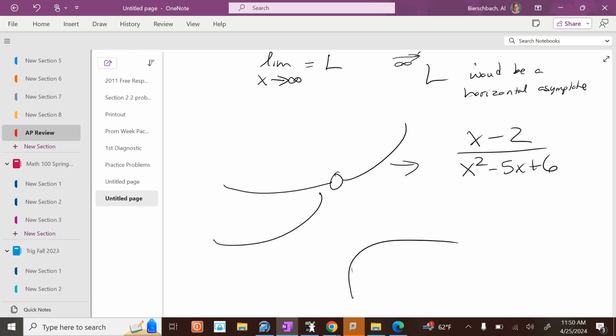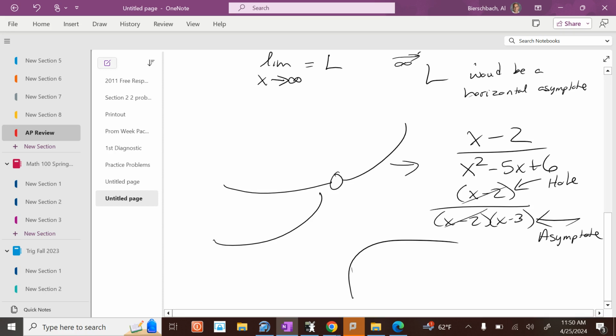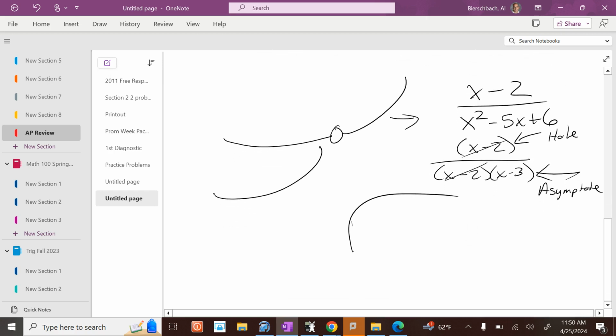Why? Because the bottom factors into x minus 2, x minus 3, right? So at x minus 2, these cancel. So that's where there will be a hole, at the x minus 2. And here is going to be an asymptote. Okay? There will be an asymptote. So a hole happens where things cancel out.